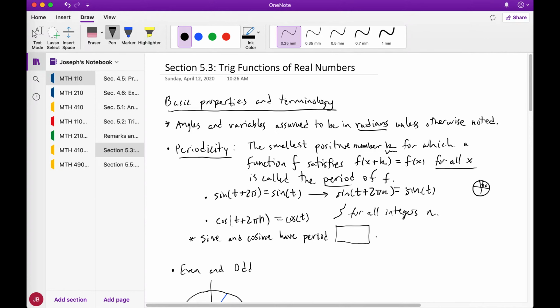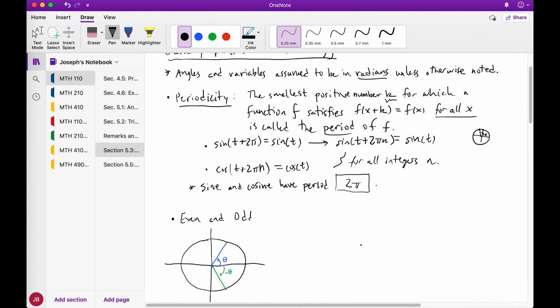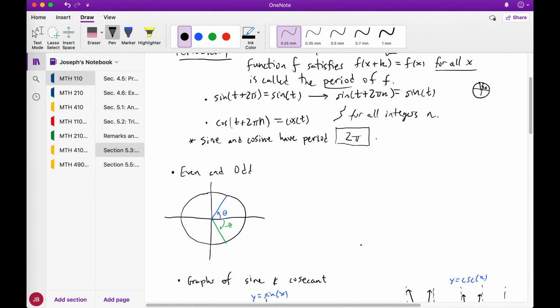And if n is negative, then that just means you're traversing the circle clockwise, right? But you're still going around the 2 pi, because that's designated right there. And so actually, this k value for sine and cosine is 2 pi. So the period of sine and cosine is 2 pi. We'll get to the period of tangent later, but it is a little bit different.